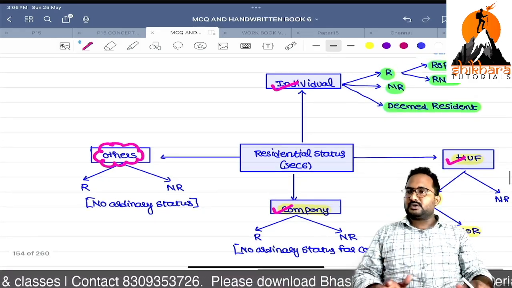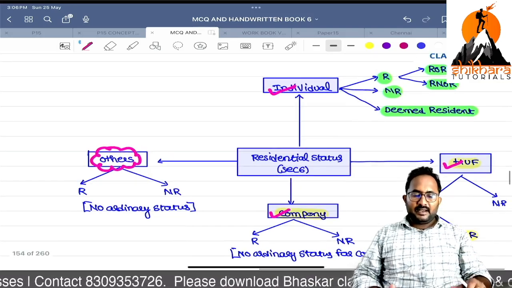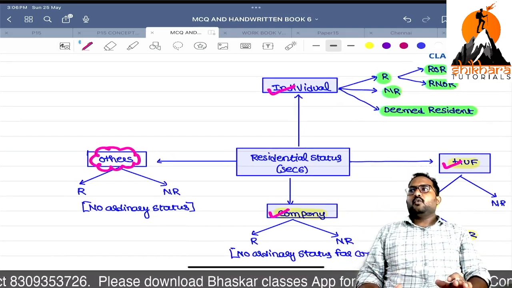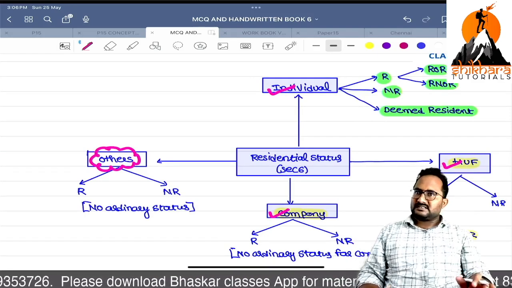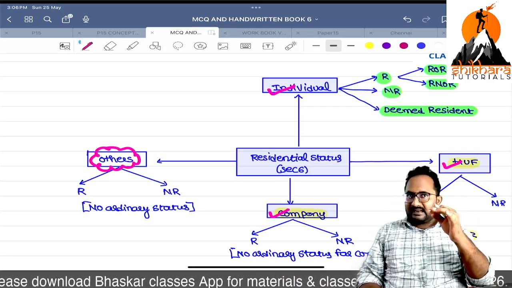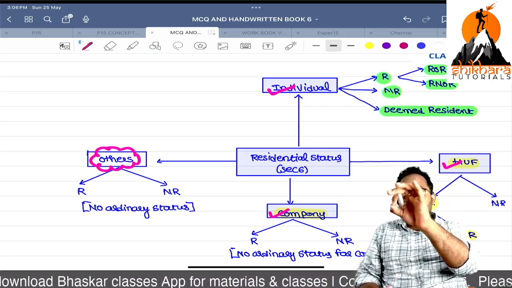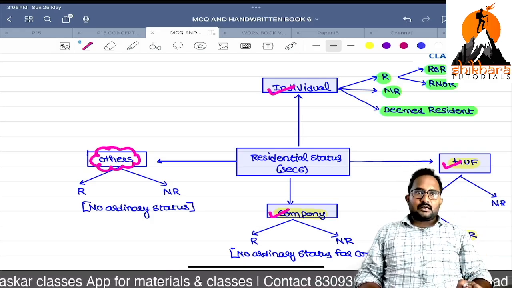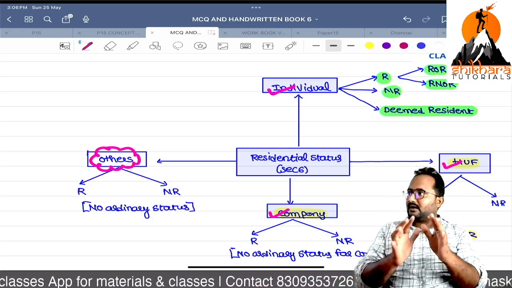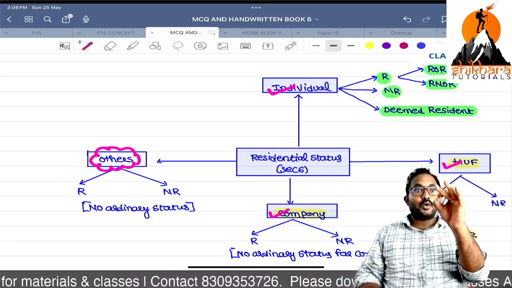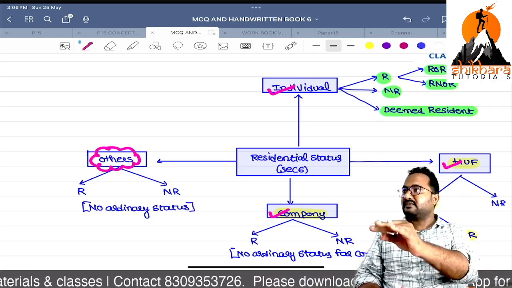But first, coming to the individual residential status, many students are ignoring this residential status concept. You can't ignore it, because while they are asking the DTAA questions, in all the questions they are mentioning resident and ordinary resident. But in recent trends, you need to find out the residential status, then you have to give the relief. Normally, unilateral relief or bilateral relief are mostly available for whom? Resident and ordinary resident.